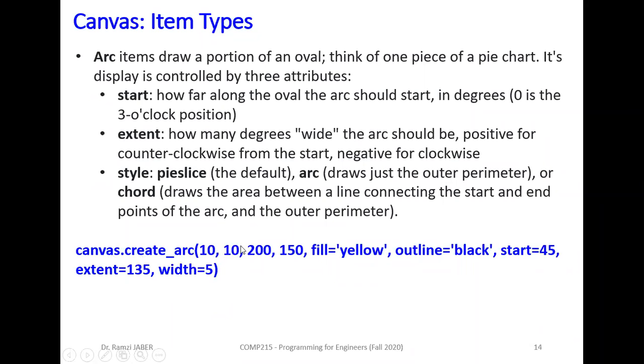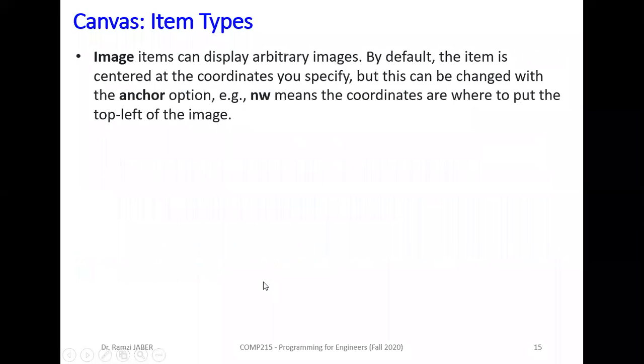canvas.create_arc, first point, second point, fill yellow, outline black, start 45. Start 45 means it starts at angle 45. Extend 135 is positive, and positive means counterclockwise. Width 5 for the line. We'll see how.